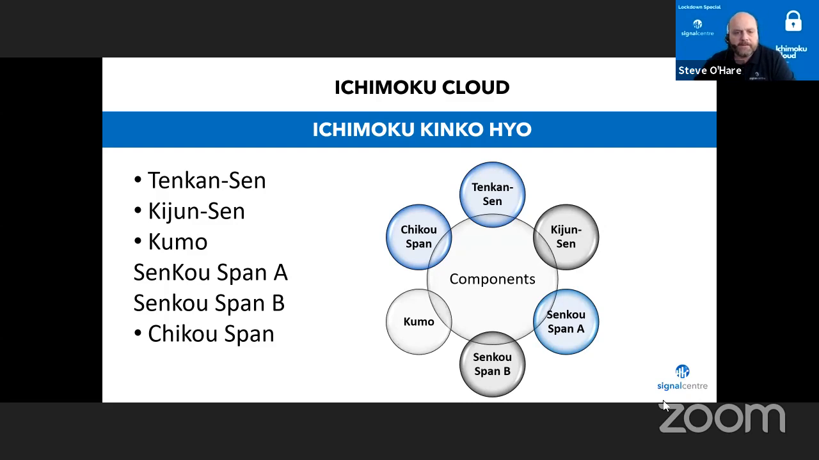So 4 of these 5 components are based on averages of highs and lows of previous timeframes. We've got the Tenkan-Sen, the Kijun-Sen, and we've also got the cloud components: the Senkou Span A, which is the faster moving average within that component, and the Senkou Span B, which is the slower moving average, and the Kumo, which is the area between these 2 lines, and that is the cloud. Kumo is cloud. Chikou span is a lagging line.